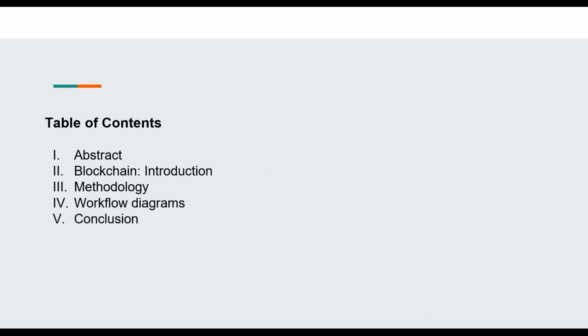Let us look at the table of contents that we would be focusing on. First of all, it's the abstract, where we will have an abstract of the proposed system and the conventional system that is being used. Secondly, we would have a brief overview of blockchain technology. Third, we would focus deeply on the methodology and workflow diagrams of our application. And at last, the conclusions that can be drawn from our presentation.